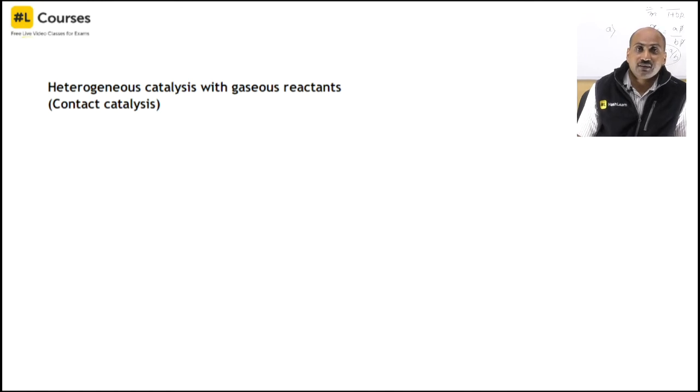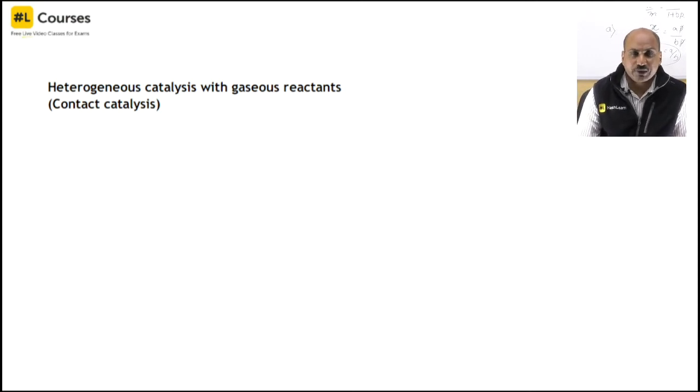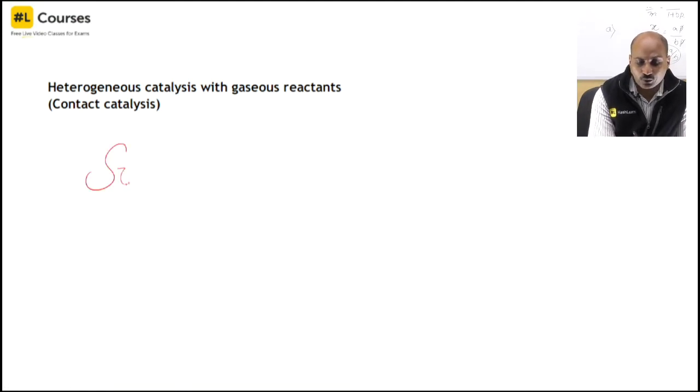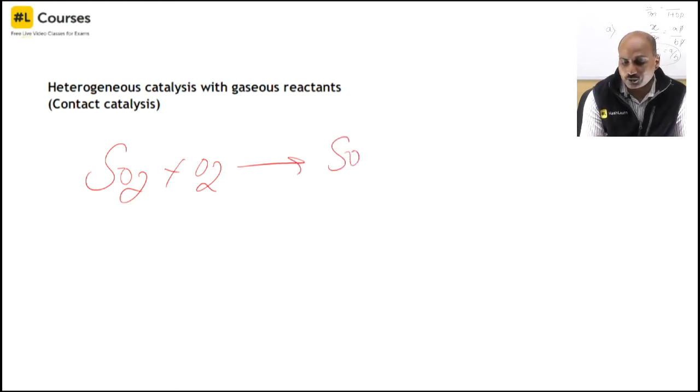Here once again the gaseous phase as well as the liquid phase will be taken into account. When we talk about the gaseous phase experiment, I take the same example which we discussed earlier, the conversion of sulfur dioxide to sulfur trioxide. SO2 combines with oxygen and gives us the product SO3. Here oxygen is in the gaseous phase and this is also in the gaseous phase.